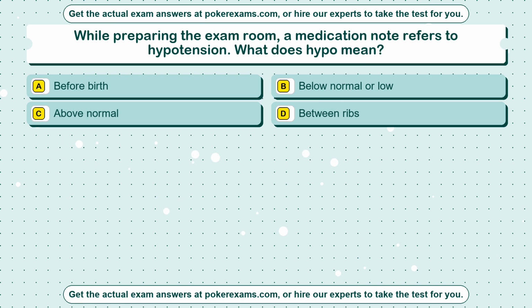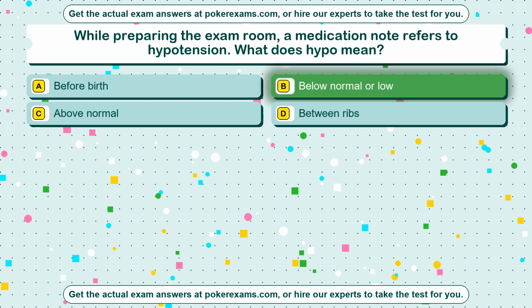Question 58. While preparing the exam room, a medication note refers to hypotension. What does hypo mean? Option A. Before birth. Option B. Below normal or low. Option C. Above normal. Option D. Between ribs. The correct answer is option B.